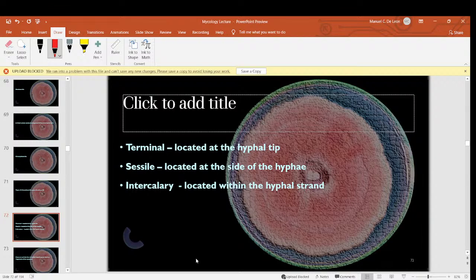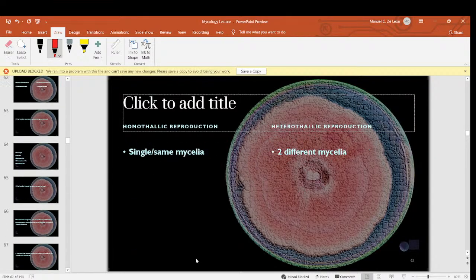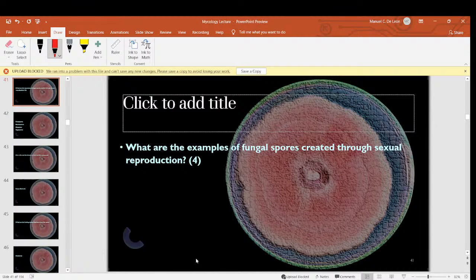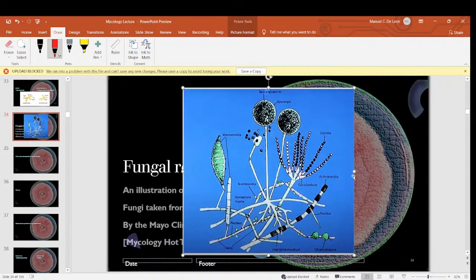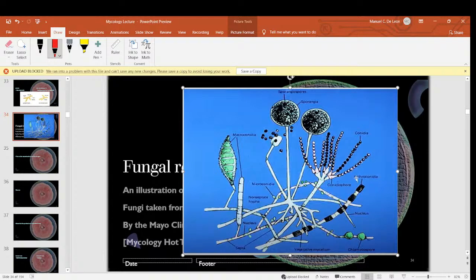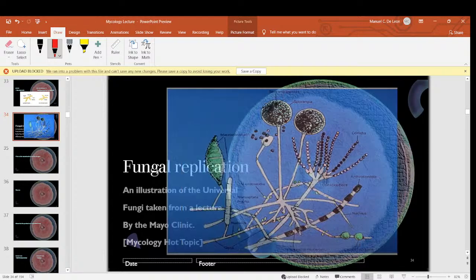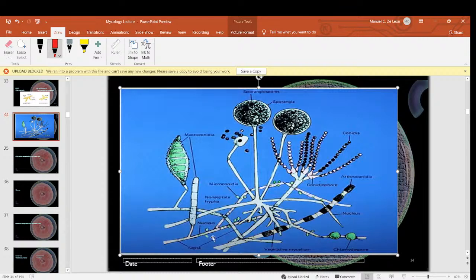Now, we're going to go back again to our picture of the universal fungi. Can you tell me what is the structure of the microconidia? Is it sessile, is it terminal, or is it intercalary? Anybody in the chat? Okay. First of all, you need to find out where the chlamydoconidia is. It's in the bottom portion. All right, so what does it look like?